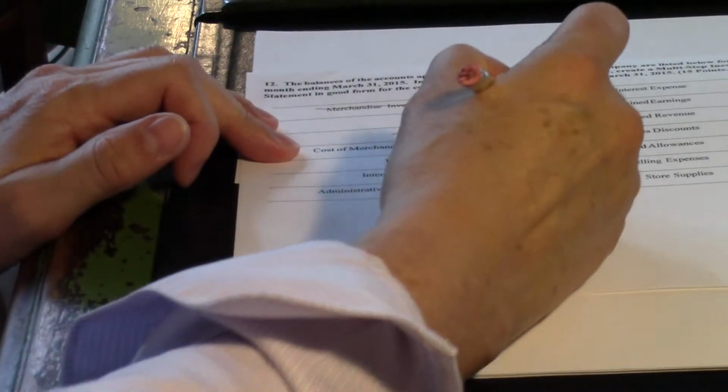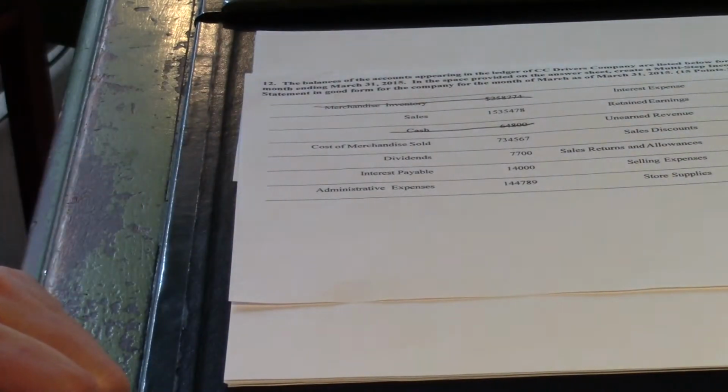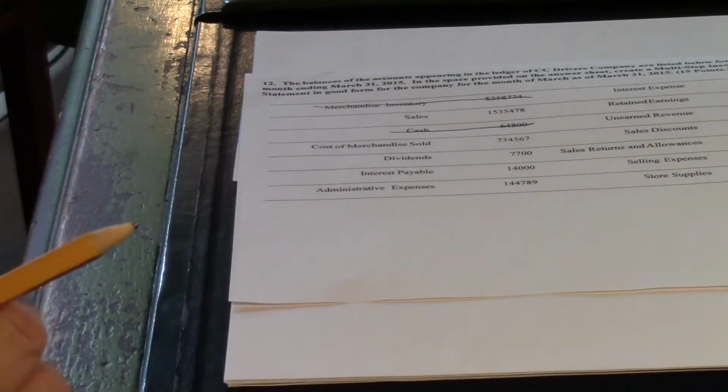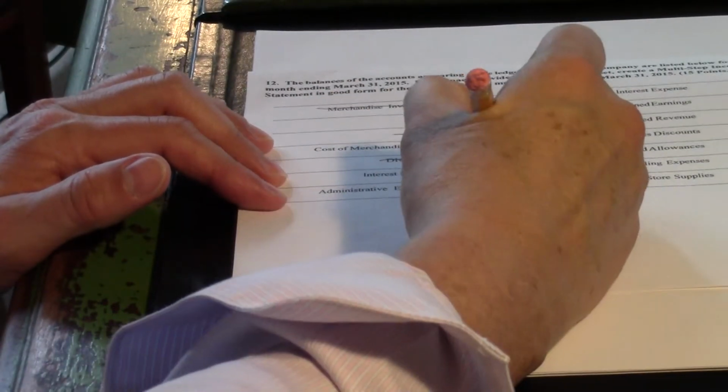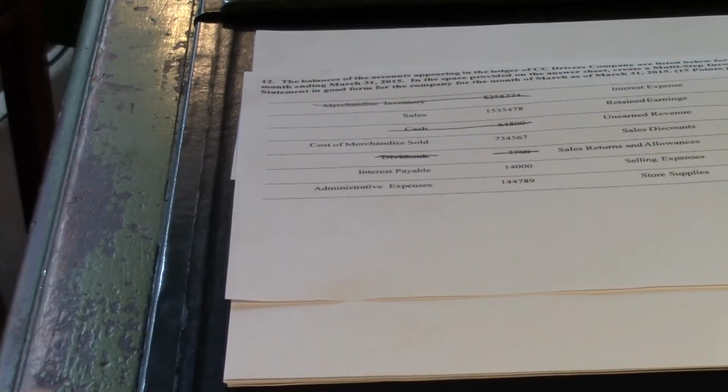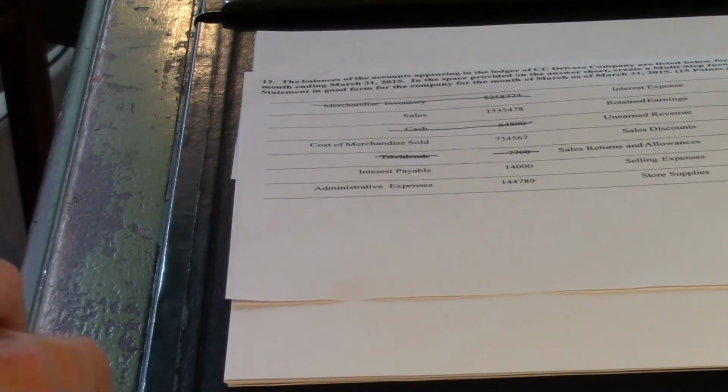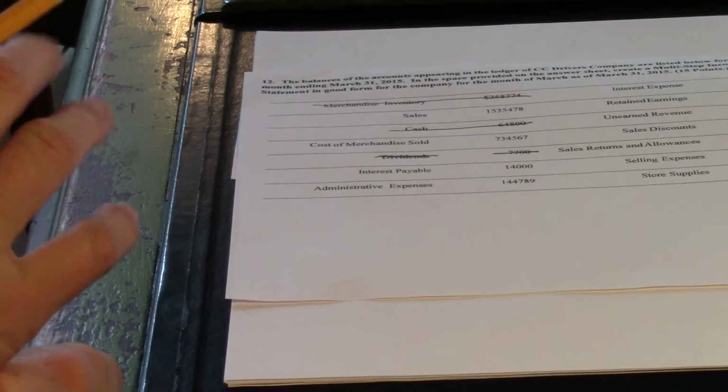Cost of merchandise sold, yes, definitely. That is our main expense. We're going to break it out separately because it's so important to merchandising. Dividends, nope. Dividends go on the retained earnings statement. They're kind of an oddball thing. People are always wanting to stick them on the balance sheet, but they don't go there. They really and truly only go on the statement of retained earnings, so you don't need them.